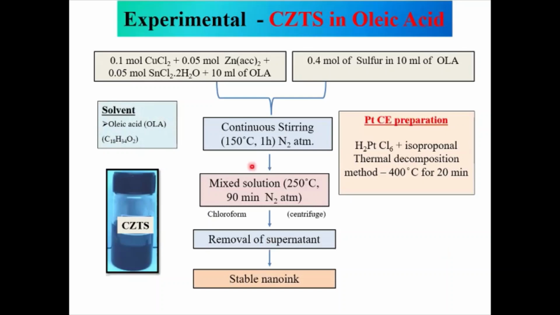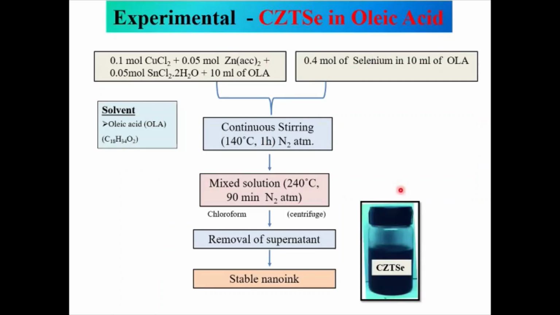The surfactant we use for this process is oleic acid. This is copper zinc tin sulfide. In a similar way, we have prepared copper zinc tin selenide. Instead of sulfur in oleic acid, we have used selenium in oleic acid, and we have prepared CZTSe, copper zinc tin selenide, again in ink form. So we have used oleic acid as surfactant, and finally chloroform as solvent.